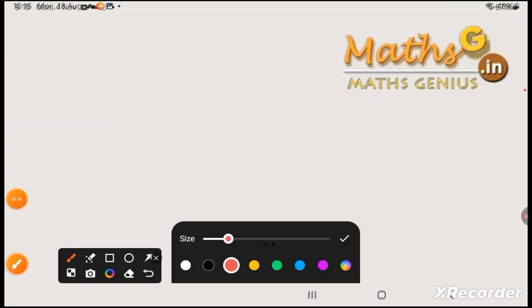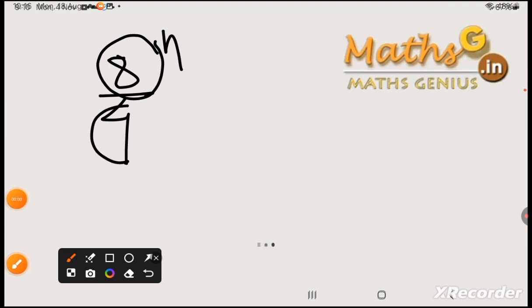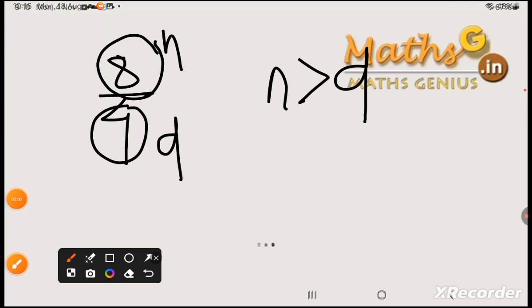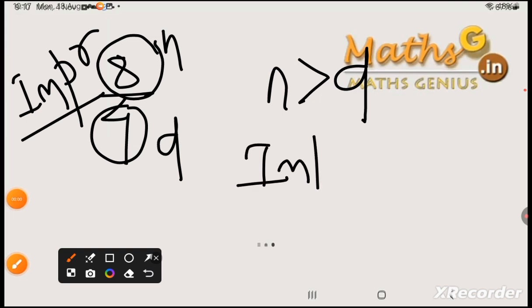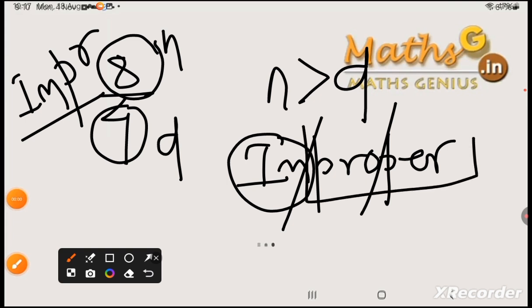Then let us talk of, suppose we have a number 8 by 4. This is the numerator, this is the denominator. The numerator is greater than the denominator. So, is it a proper fraction? No, it is an improper fraction. Let me write the full word. Till now I have not written. Improper, which is the antonym of proper. Proper fraction is where the numerator is lesser than the denominator.